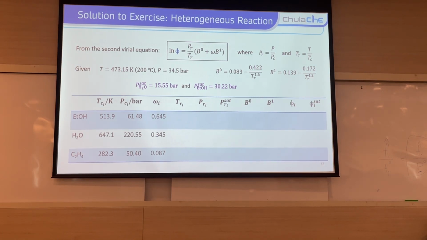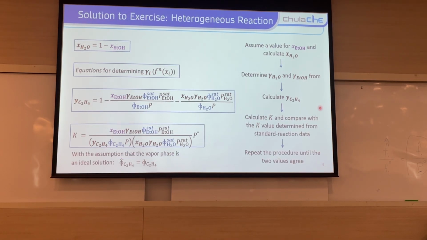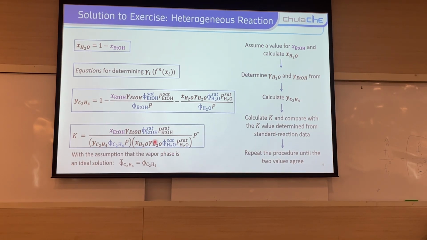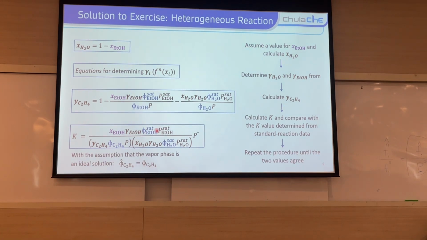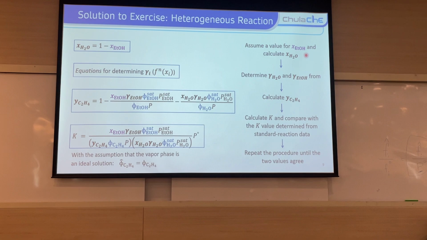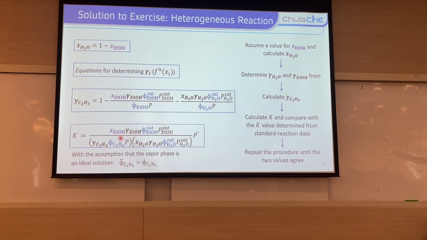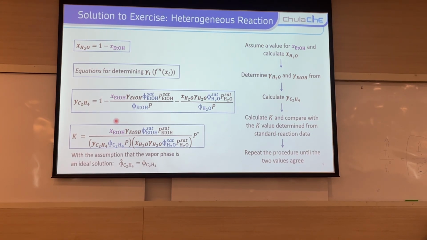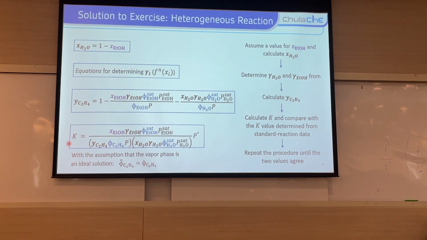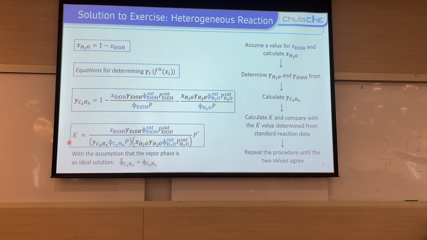And let me go back a little bit. So you can see that now you know every parameter based on the initial guess value of the mole fraction of ethanol. So by an iterative procedure, you can change the mole fraction of the ethanol here until the right-hand side term is equal to the equilibrium constant value that we have determined before.